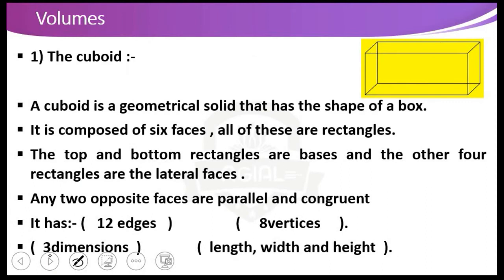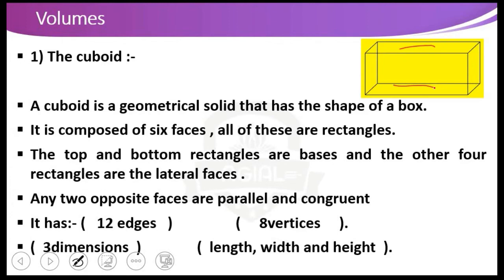We will study 2 of these solids, the cube and the cuboid. Let's start with the cuboid. The cuboid is a geometrical solid that has the shape of a box. It is formed from 6 faces. All these faces are rectangles. The top and the bottom faces are called bases.